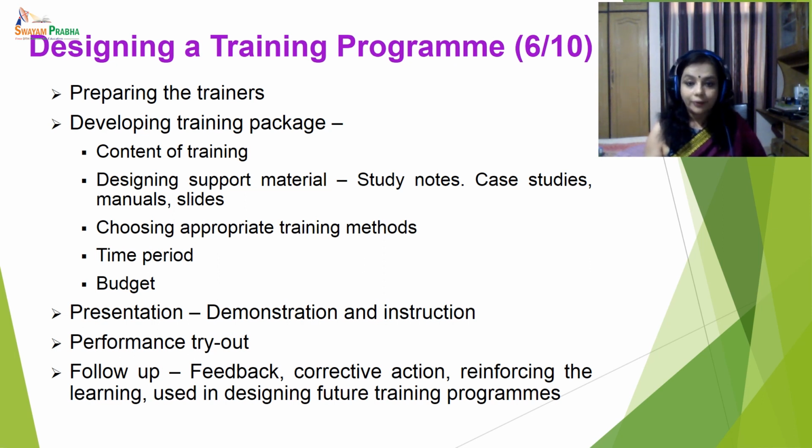Then choosing the appropriate training methods, we will discuss the on the job and off the job training methods. Out of that, a combination of training methods which is most suitable can be selected for the training program. Then the time period has to be decided, the time frame within which you are going to complete the training program, or if you are doing it as a module series, then you have to find out by what time you are going to complete the whole of the training program. And also one important thing, that is the budget for the training, how much will be allocated for the training program. So that has to be decided, and accordingly the training program will be arranged.